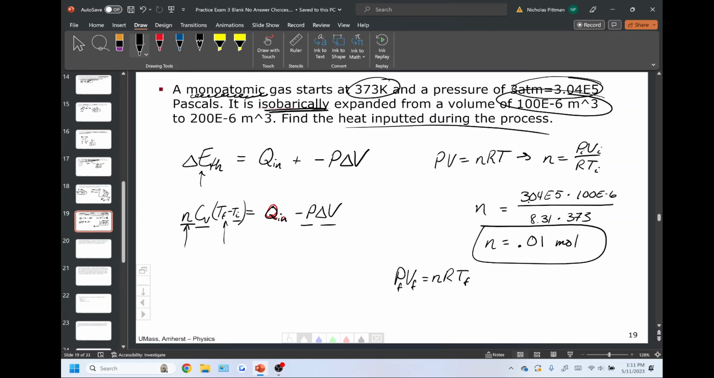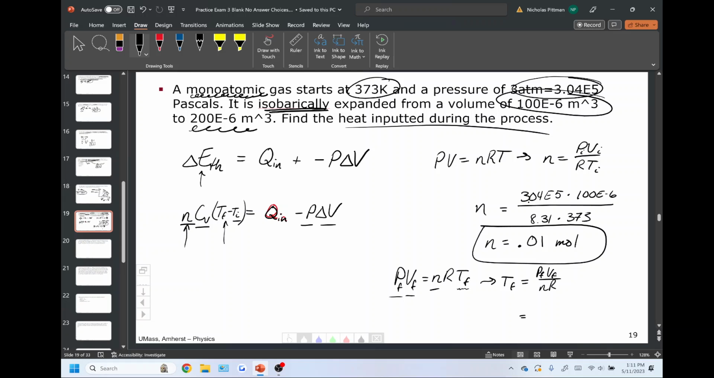So this is my little variable. I'm trying to solve the big problem, but first I need to find T final using the ideal gas law. I know N. I know the final volume. The final pressure, it's isobarically expanded at a pressure of 3 atmospheres. So I do know every variable except T final.